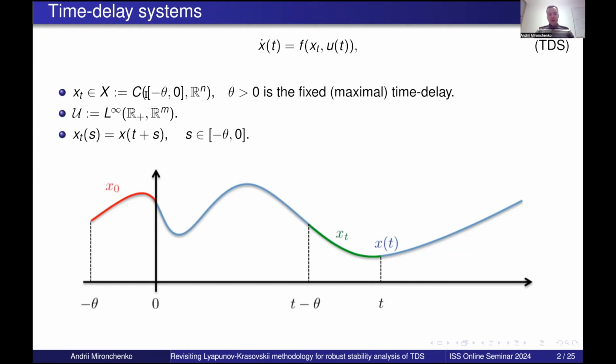So this space of continuous functions from minus theta to 0 will be our state space, which we denote by X. And here you see basically how the dynamics looks like. So we take x0 as initial condition, and then we have this evolution of the time delay system.